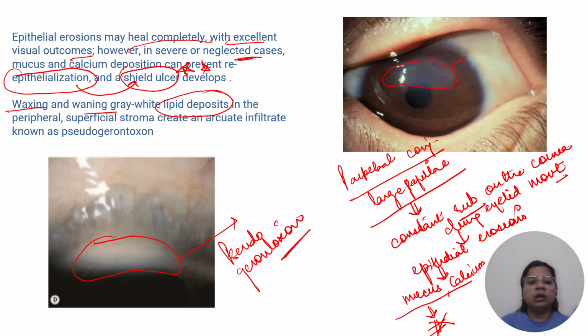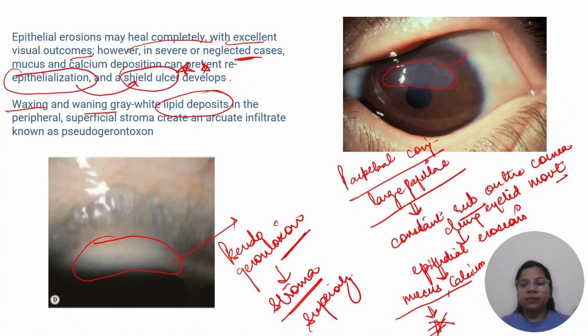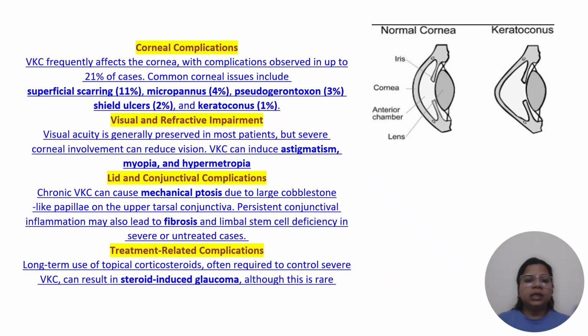Pseudogerontoxin in stroma superiorly. So next we'll discuss the various complications which we'll see due to this. First it affects the cornea, and the common complications we have seen: first is the pseudogerontoxin, that is the lipid deposition in the stroma. Next we have shield ulcers which we have seen.